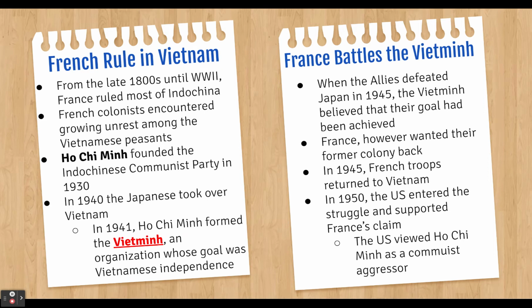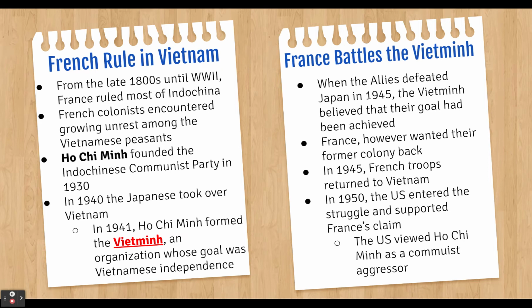France battles the Viet Minh. When the Allies defeated Japan in 1945, the Viet Minh believed their goal had been achieved, that they were rid of the French, they're rid of the Japanese. France, however, wanted their former colony back. In 1945, French troops returned to Vietnam. In 1950, the U.S. entered the struggle and supported France's claim.